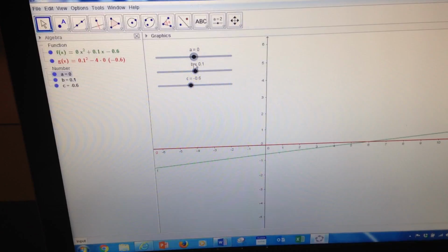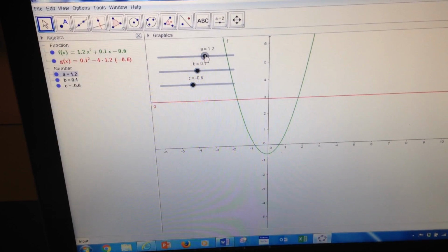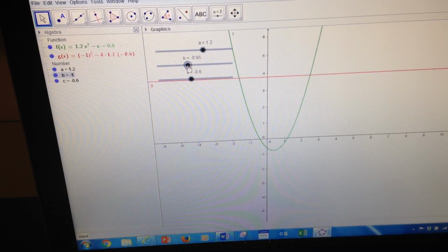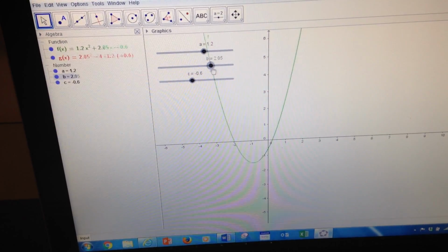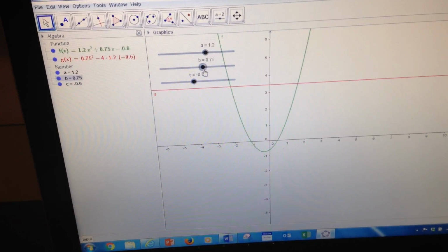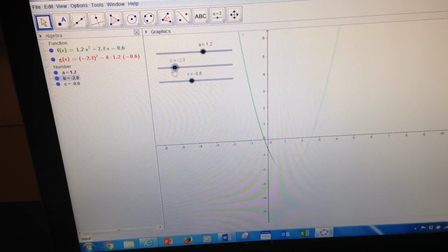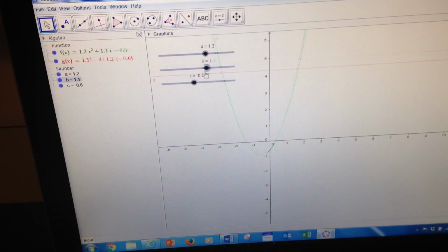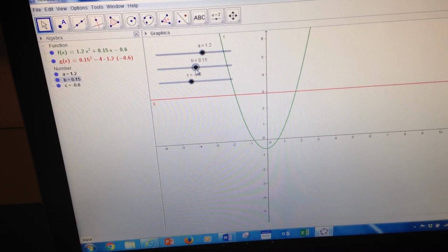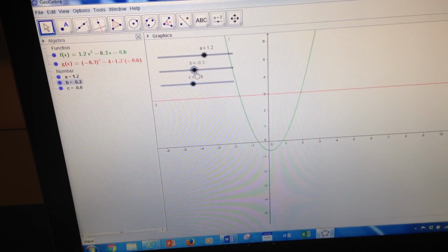Our b term, let me make that more of a parabola again. Our b term changes where the vertex of our parabola is. It kind of moves in a parabola itself. And you can see that changes the roots of our parabola. You can see our discriminant line moving as we change our parabola, our b.